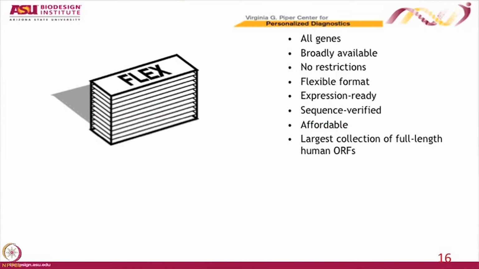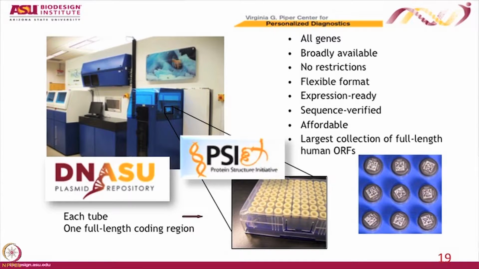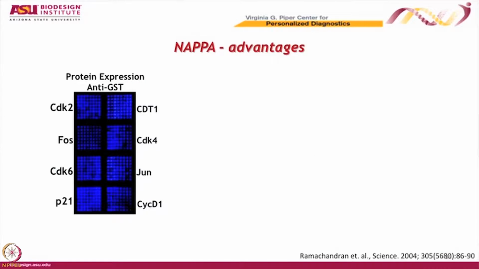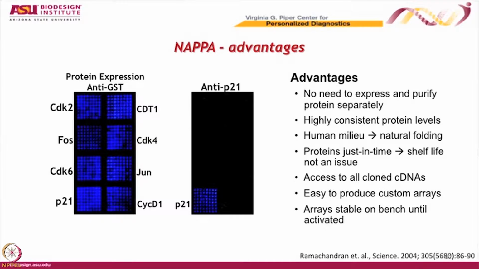This is the repository of clones that we've been making, and I think I showed you this collection here. This is the actual freezer that we have, and I went through all these various characteristics. So this is the large collection. Of course, I also showed you this. This is taking a NAPPA array, and we test it for total protein levels by looking at GST, because all the proteins on the array have a GST tag on their C terminus. So if we get staining of GST, it tells us how much protein is present. And if we stain the array for one protein, we get that one protein. And I think we've been through all of these advantages of this approach.